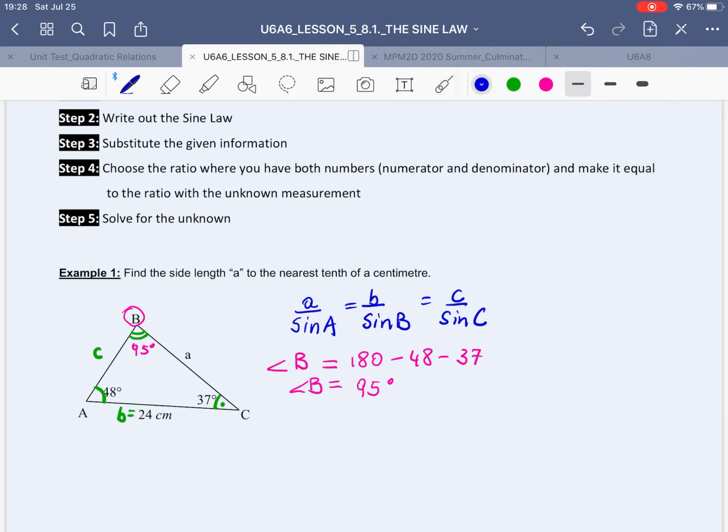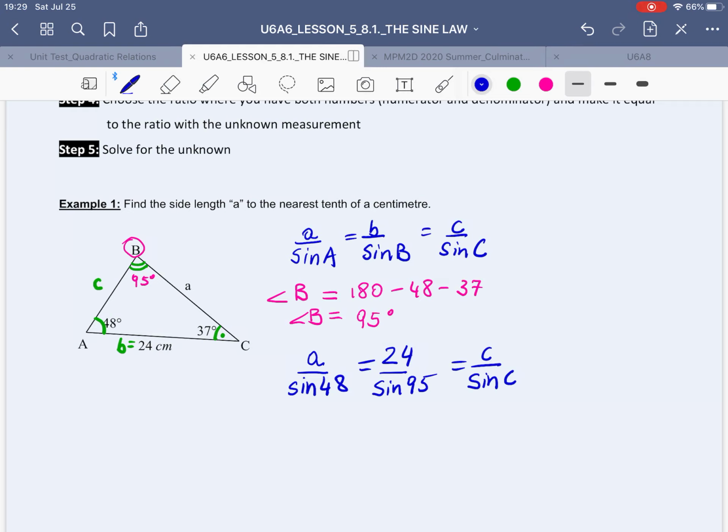So we're going to say A is unknown. That's what we are asked to find. The sine of A is sine of 48. And that equals B, which we know is 24 right here, divided by the sine of B, which is the sine of 95, equals C, which we don't know, divided by the sine of angle C.